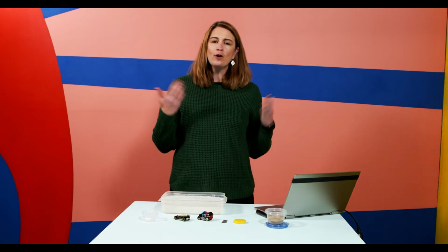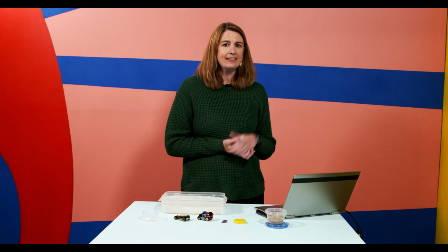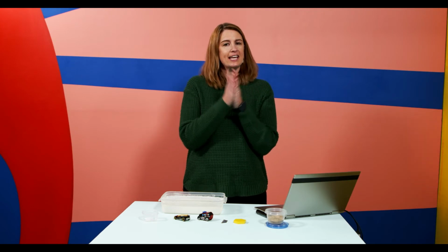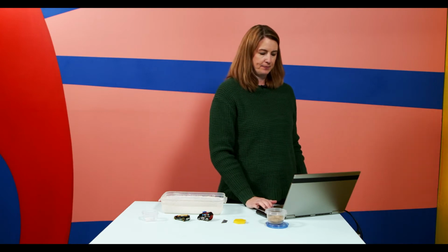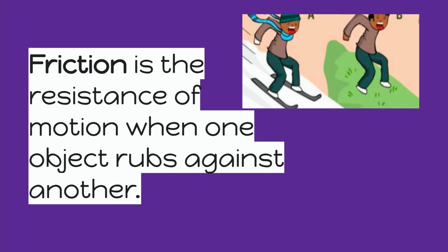All right, boys and girls, before we dive into our exploring, we need to think about that word friction. This is going to be my hand motion for friction. Let's discover what friction means. Friction is the resistance of motion when one object rubs against another. So, look at our picture. We have a boy skiing down a snowy hill, and another boy going down a grassy hill. The boy going down the snowy hill, his skis are creating less friction than the boy on the grassy hill's shoes.